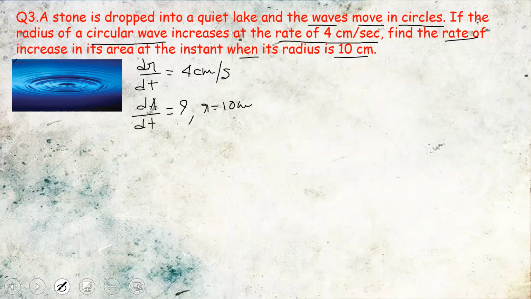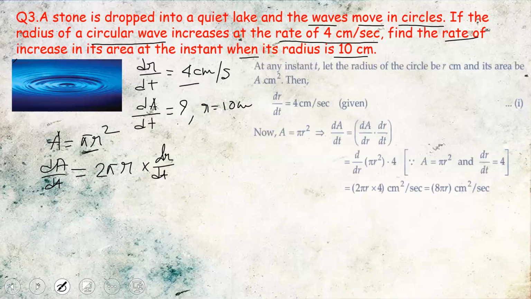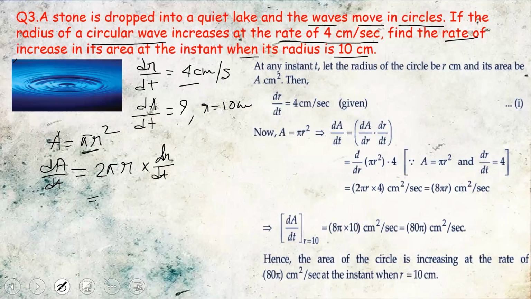In a similar manner, just find dA/dt, where A is πr². Then differentiating both sides with respect to t, by the chain rule it will come 2πr if we differentiate this with respect to r, and as per the chain rule, dr/dt will come. And we know the value of dr/dt, that is 2πr into 4, that is 8πr.